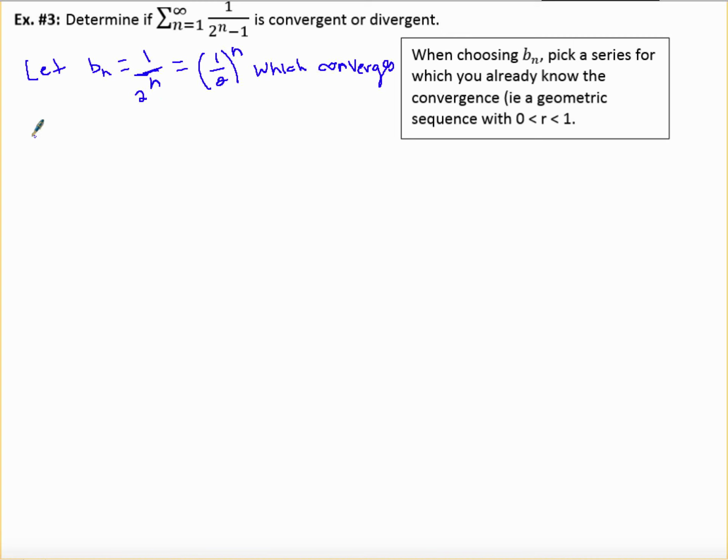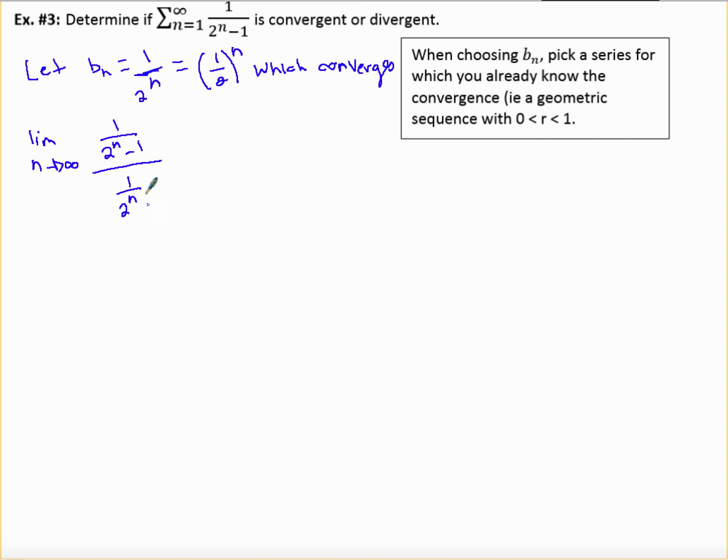Okay, so let's divide them. Let's see, we've got the limit as n approaches infinity of a sub n, the one we were given, so 1 divided by 2 to the n minus 1, all divided by b sub n, our new one, which is 1 divided by 2 to the n. You could use this one too, but I like this nicer.